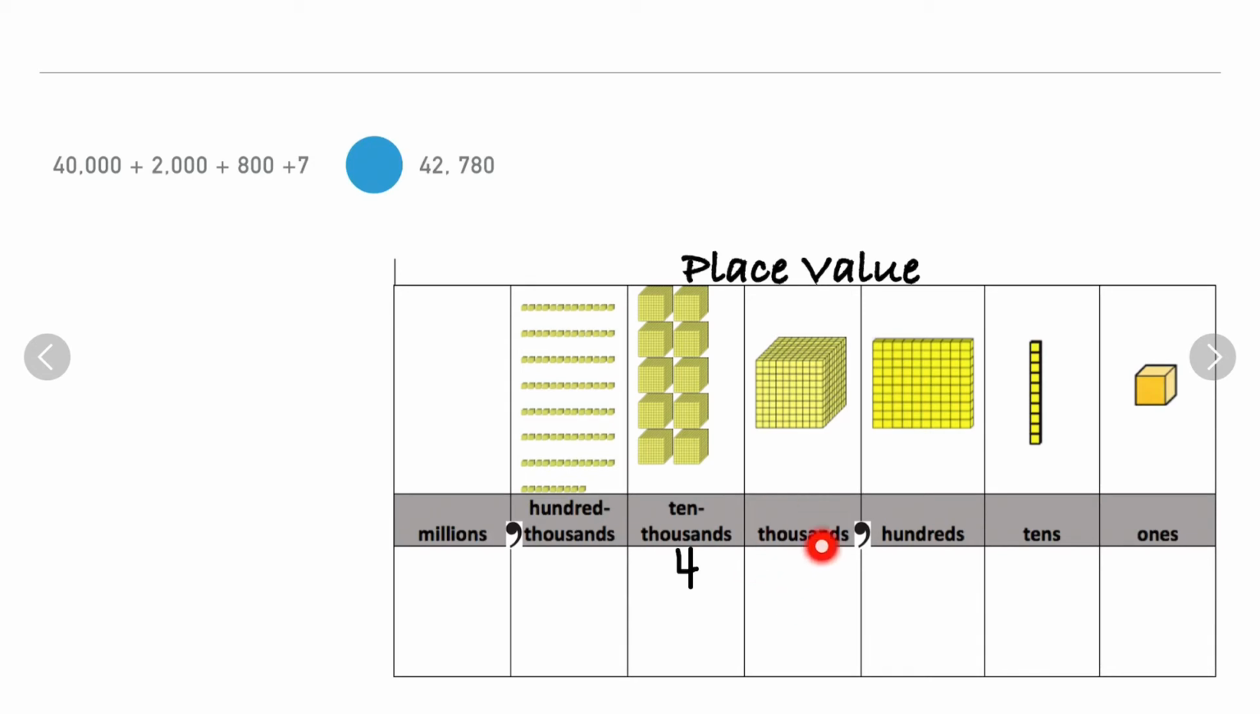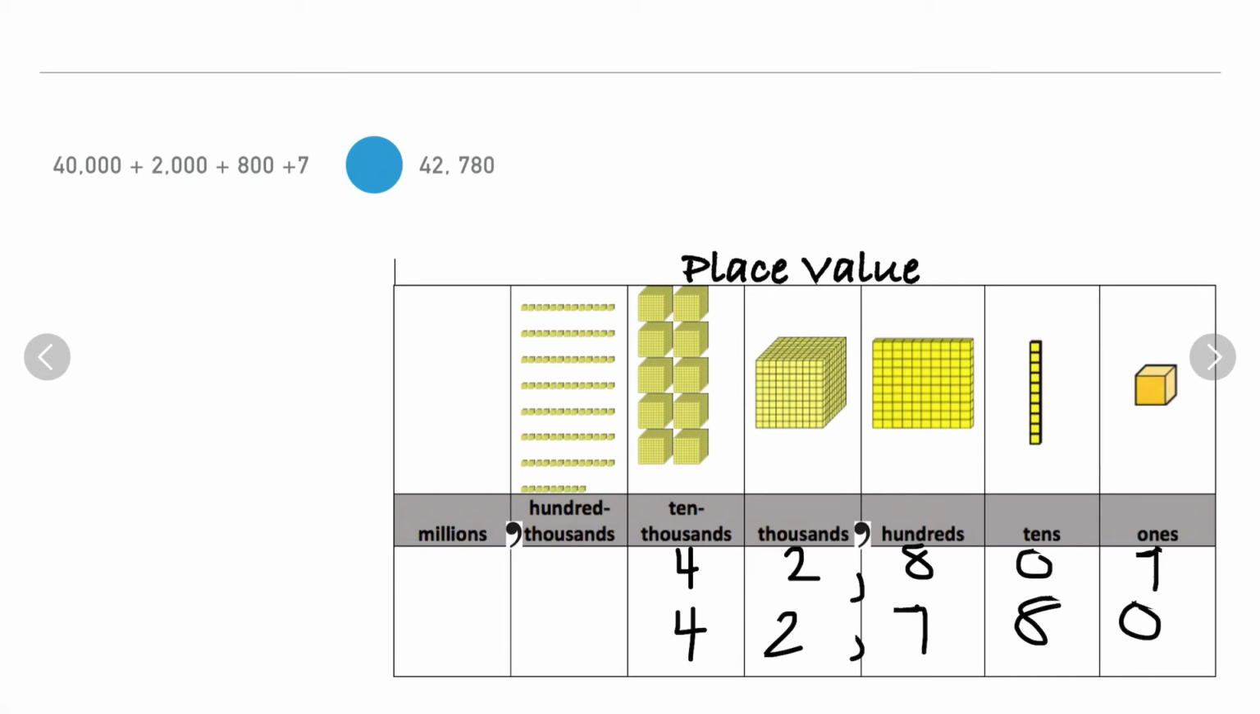How many thousands do I have? That's right, I have 2 thousands. How many hundreds? Good job. I have 8 hundreds. How many tens? That's right, I don't have any tens. So I'm going to add in a 0 as a placeholder. And how many ones do I have? That's right, 7 ones. And now I'm going to do the same thing for my second number, 42,780.